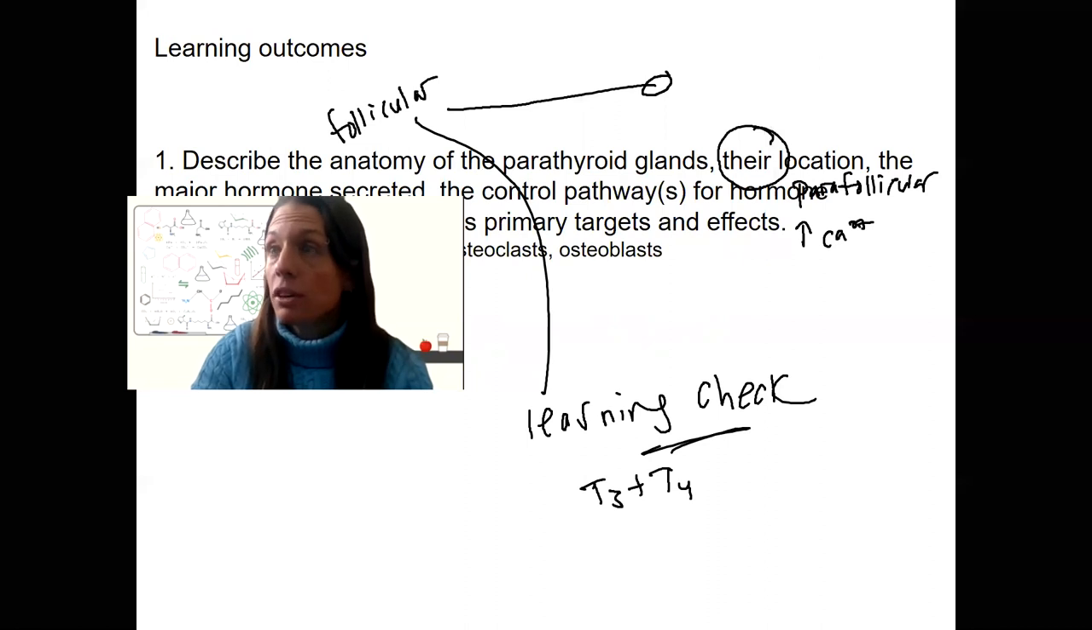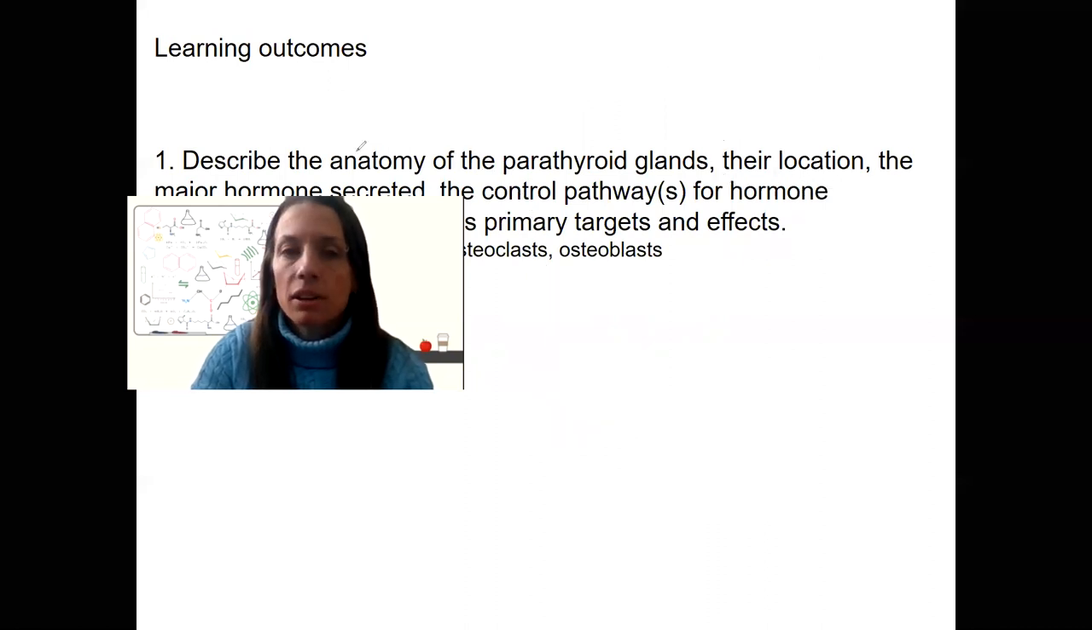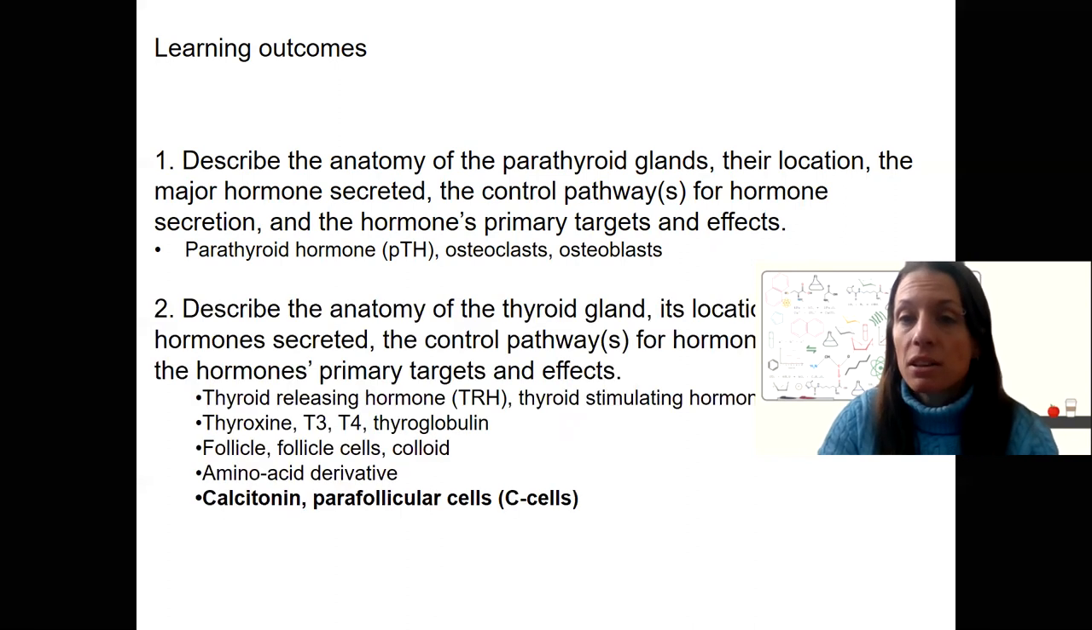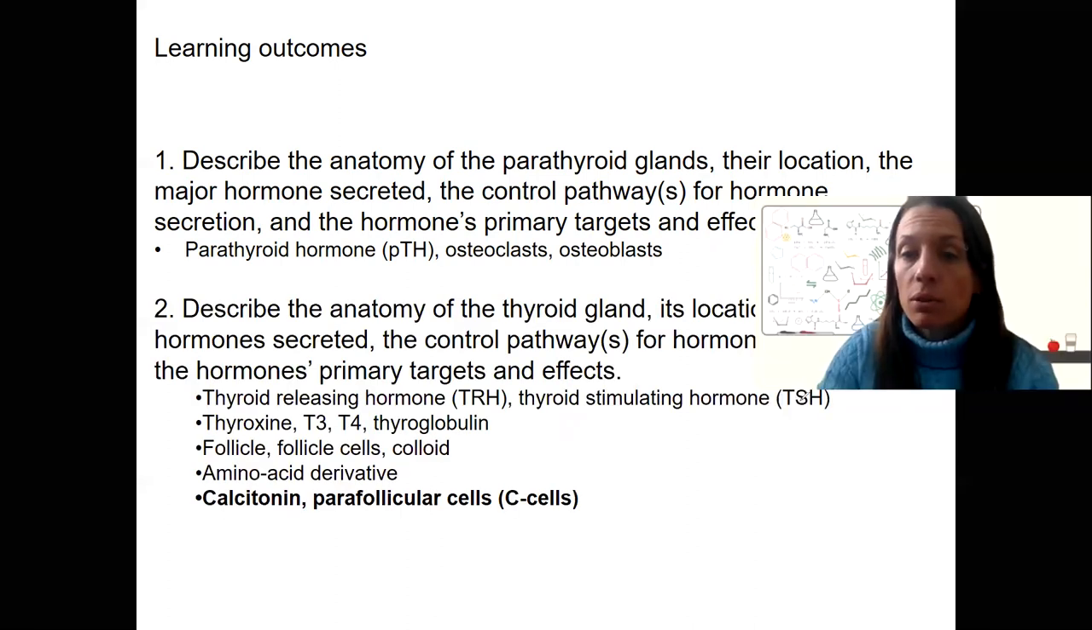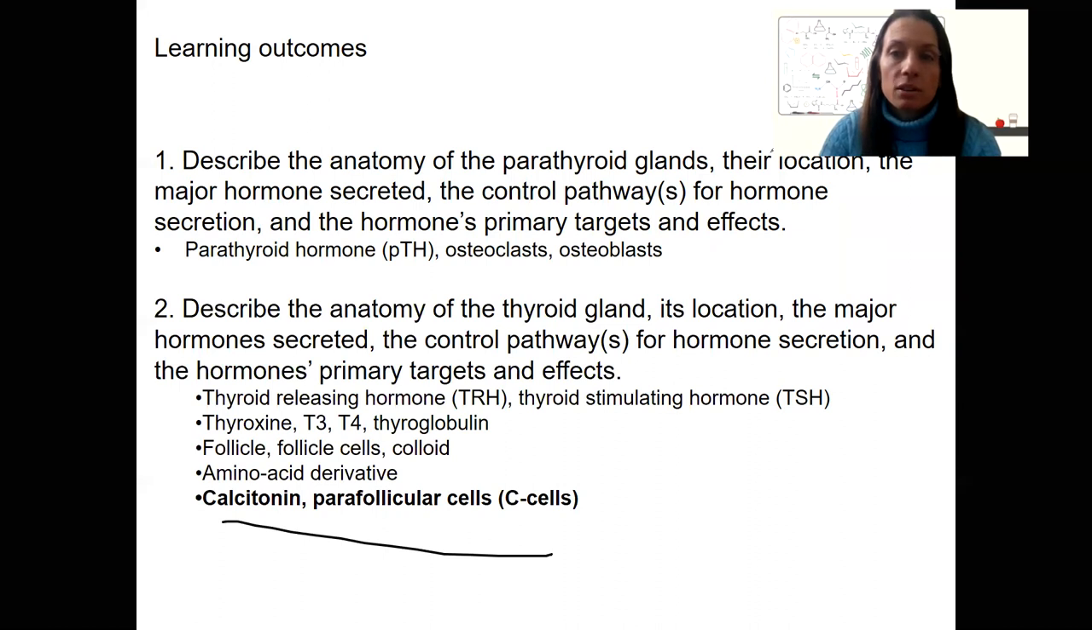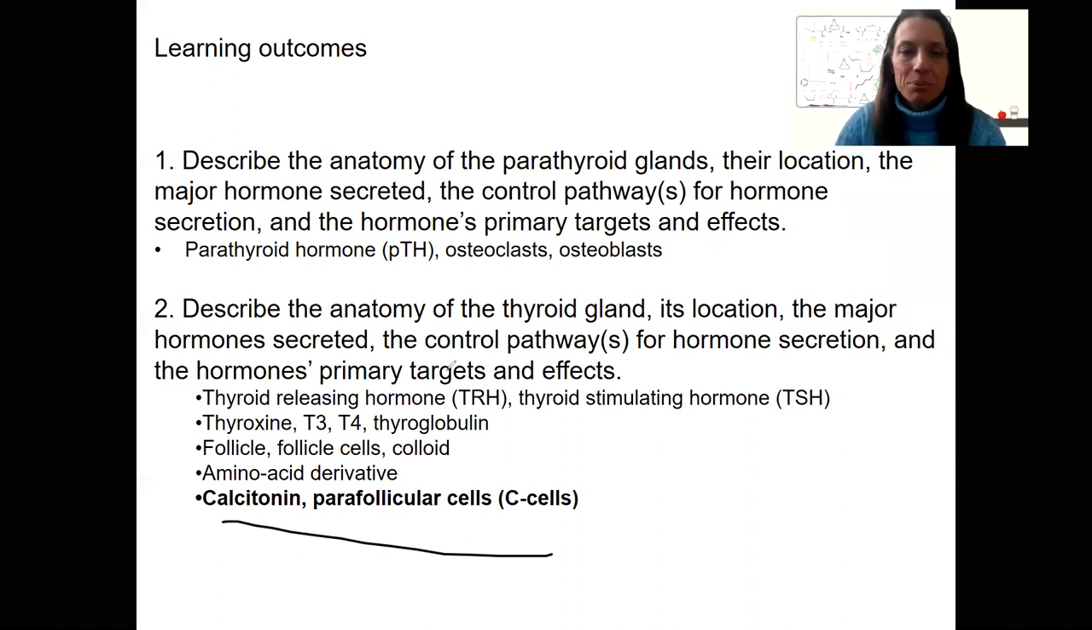Okay, what we've done here is describe the anatomy of the parathyroid glands, the location, the major hormones secreted, the control pathway and their primary effects. Second, we went back to the thyroid gland. The thing that was new here, this second part down here, was what we didn't really do before. We just did it now: hormones secreted by the thyroid to cause regulation of blood calcium levels.